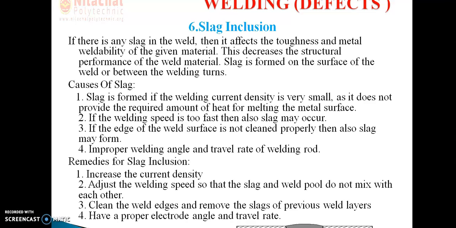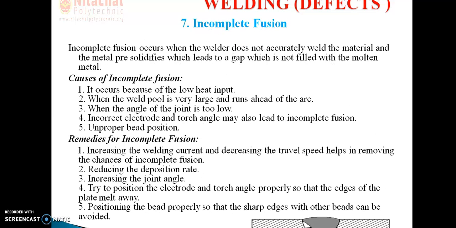Now we are going to discuss the next welding defect, which is named incomplete fusion. In this figure, incomplete fusion occurs when the welder does not accurately weld the material and the metal pre-solidifies, which leads to a gap that is not filled with the molten metal.